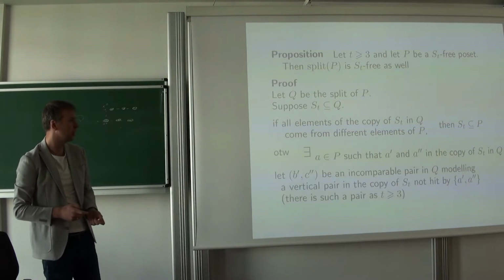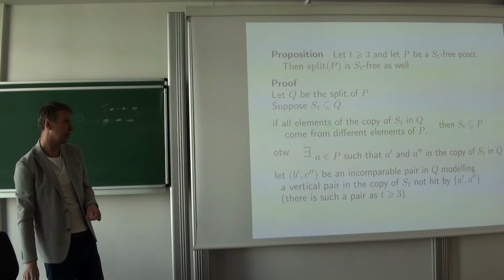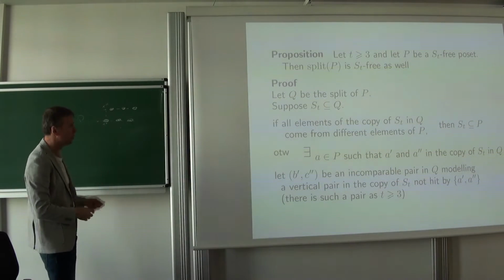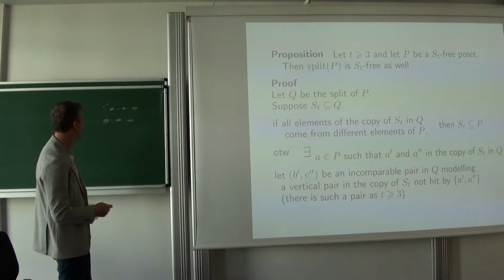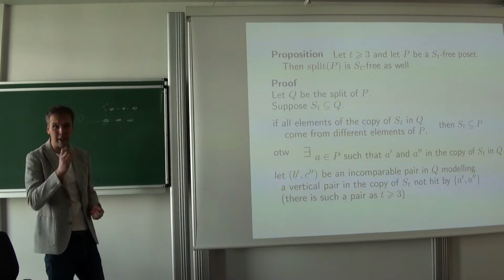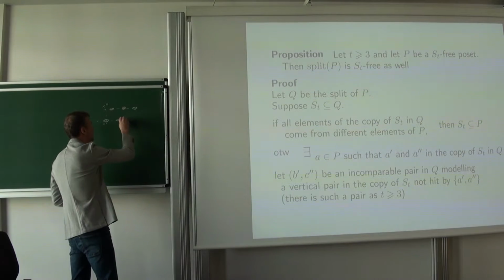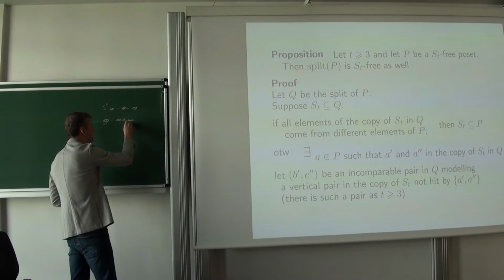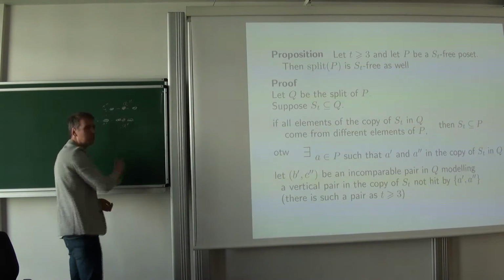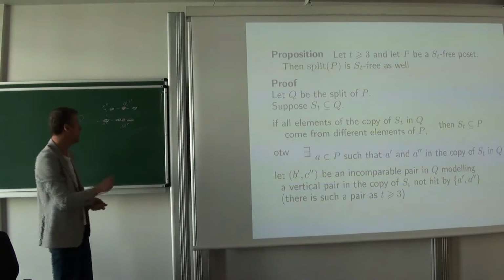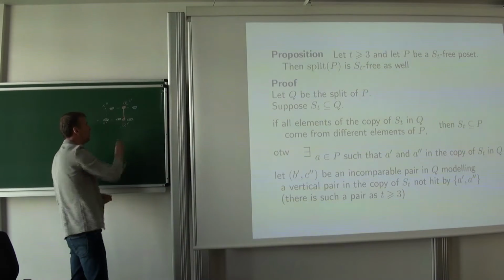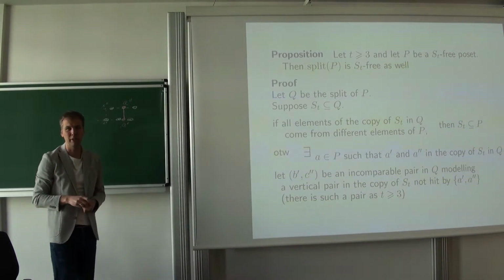So we need to deal with the silly looking case that within our copy of ST in Q, there are 2 elements that participate in the copy, say this one and this one, that come from the same element of the original poset. So A prime and A double prime, yes? Please recall that we have a comparability here.